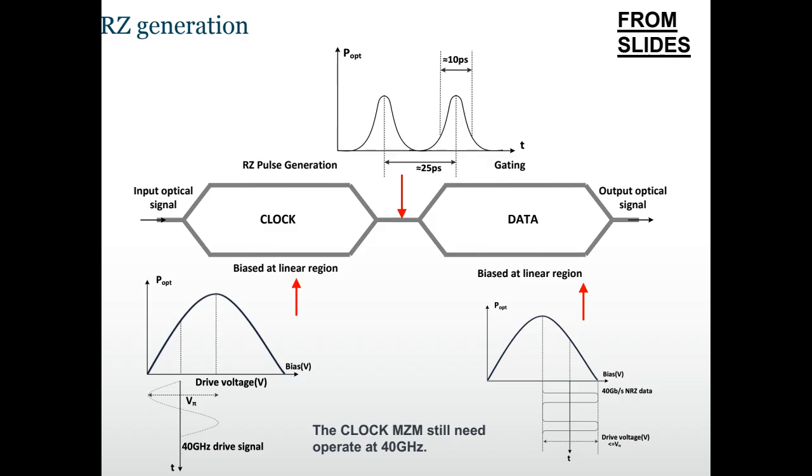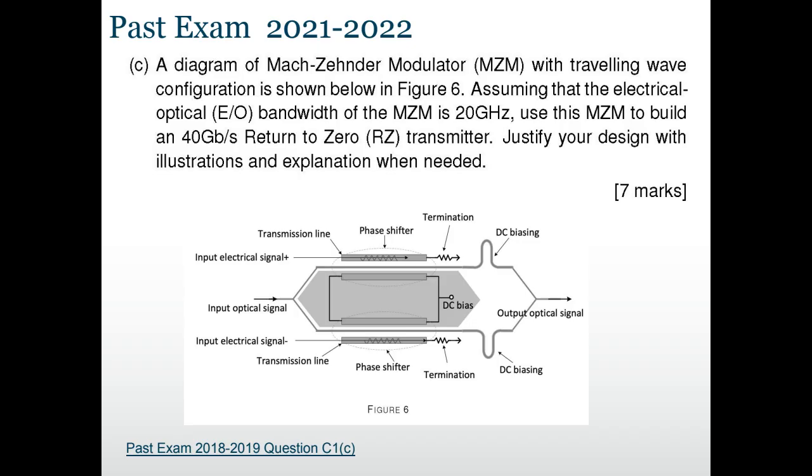So next question. A diagram of MZM with traveling wave configuration is shown here. So assume EO bandwidth of MZM is 20 gigahertz, but we modulate return to zero scheme with 40 gigabits per second data rate. So how do we do that?